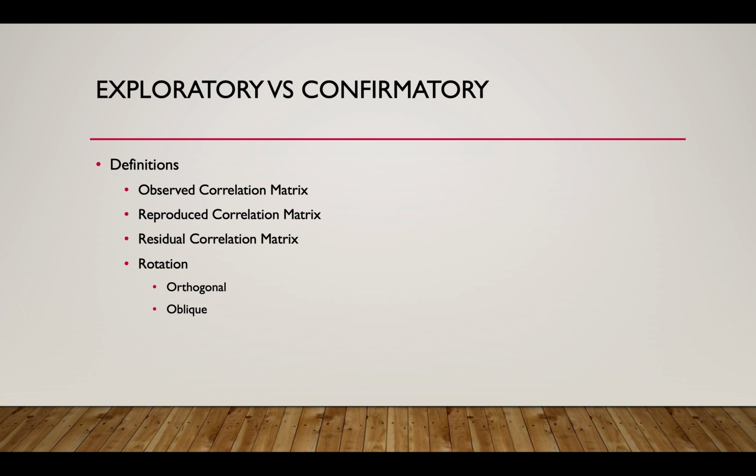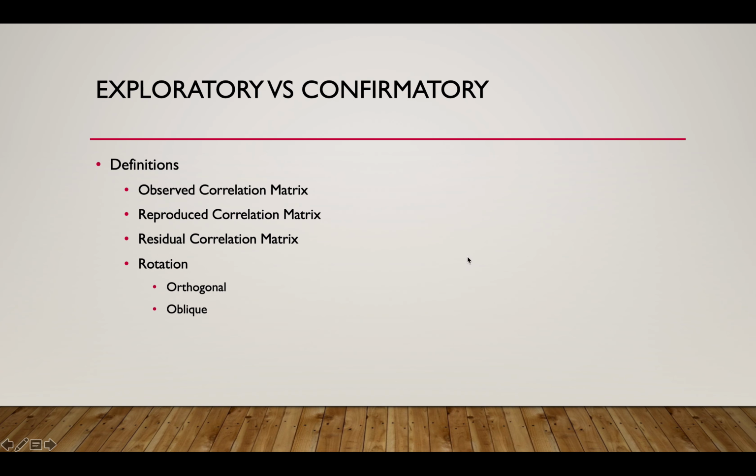Rotation. I've said rotation a couple of different times, and we're going to talk a little bit about it here and a lot more about it in a few minutes. But we have 2 different types of rotation. We have orthogonal rotation and we have oblique rotation. Orthogonal rotation assumes that your factors are not related, that they fall on some sort of plane, at a 90-degree angle, and that this factor does not matter towards this factor.